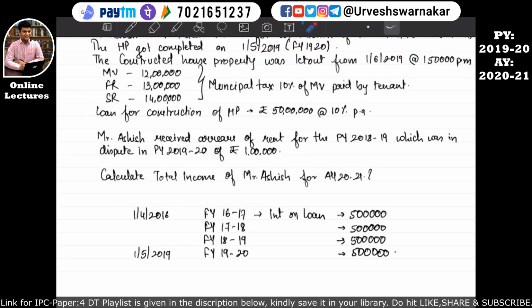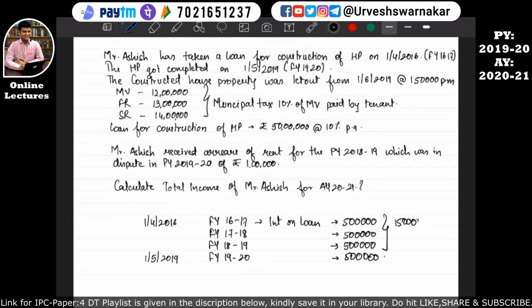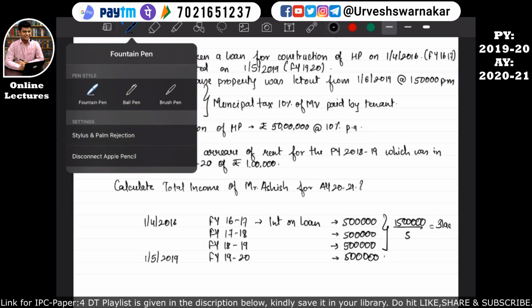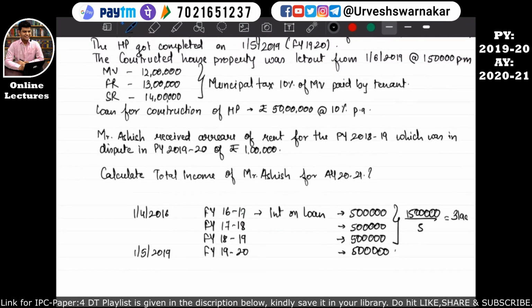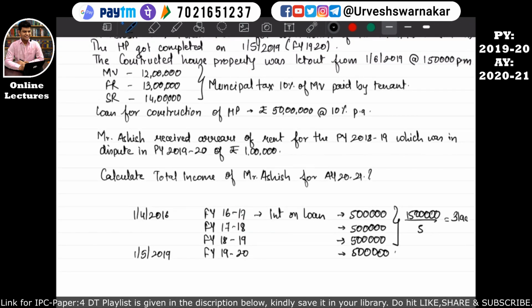That means, let's come back to our format book. The total of these 3, which is equal to 15 lakhs, divided by 5, which is equal to 3 lakhs. This 3 lakhs amount will be allowed in the upcoming 5 previous years. That means in the previous year 1920 also this 3 lakh will be allowed, in the previous year 2021 also it will be allowed, and similarly for 3 more years this 3 lakhs will be allowed as deduction. That means this entire 15 lakh is divided into 5 previous years. I hope this is quite clear to you all.